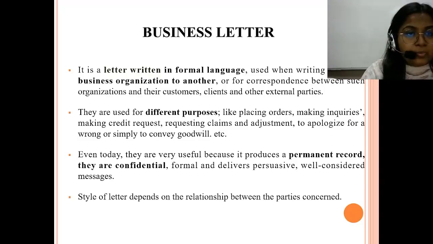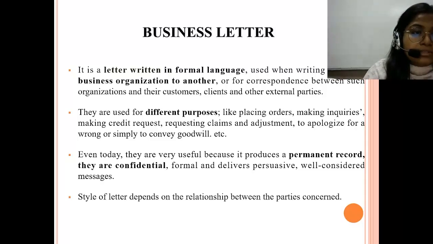A letter, whether long or short, has to be planned before it is written. When writing a business letter, the letter produces a one-sided conversation with the readers, in the sense that he or she has to anticipate the readers' questions and provide answers to those questions.